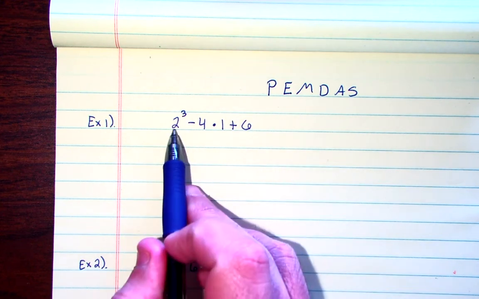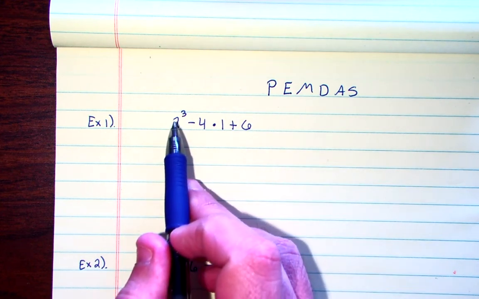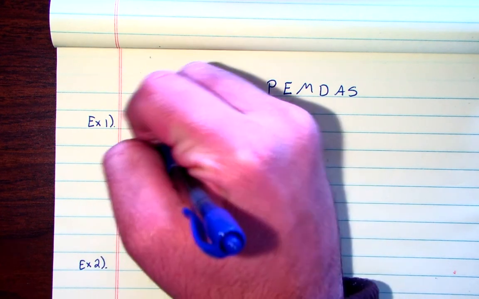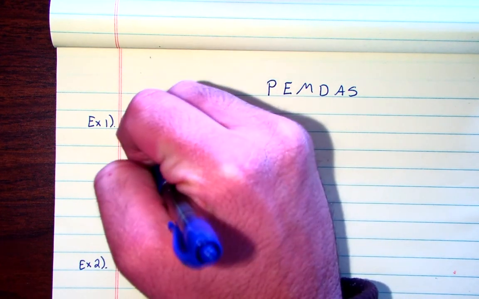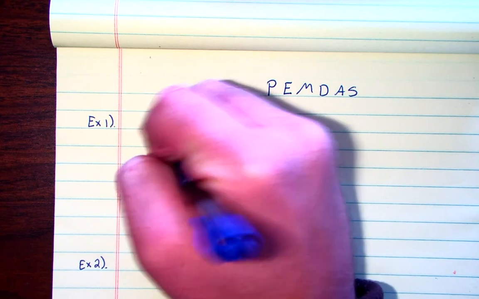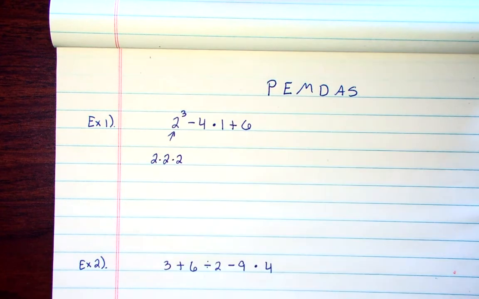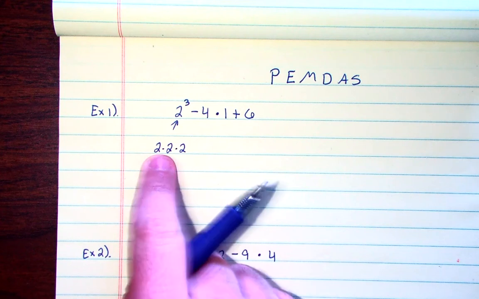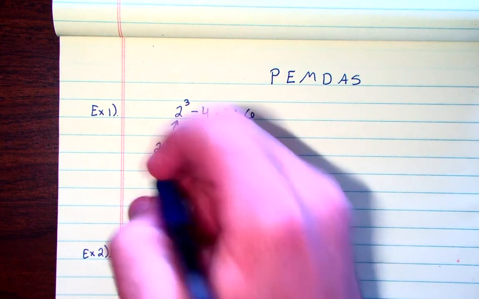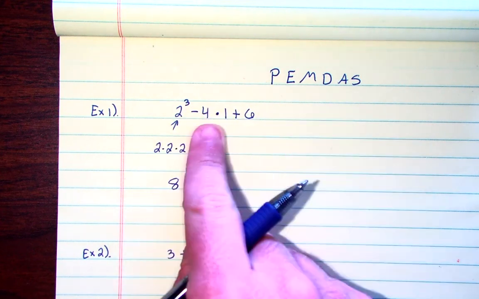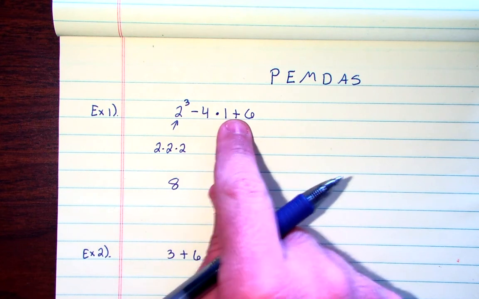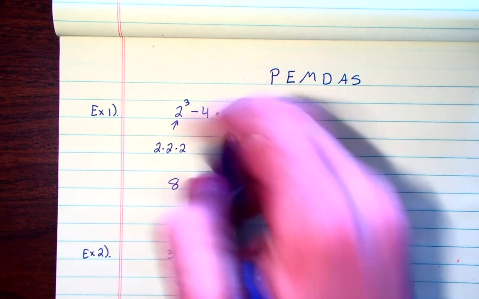Your base number is a 2. How many 2's am I going to have? I'm going to have 3 of them. So that is 2 times 2 times 2. What is 2 times 2? That is 4. 4 times 2 is 8. And then if you notice the minus 4 times 1 plus 6, I haven't touched it, so bring it straight down.